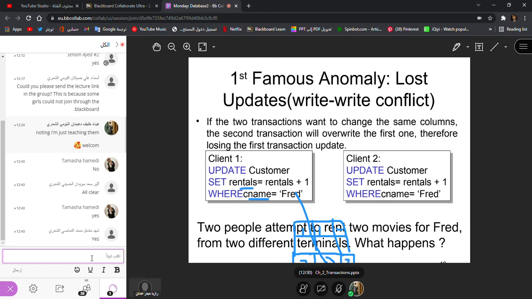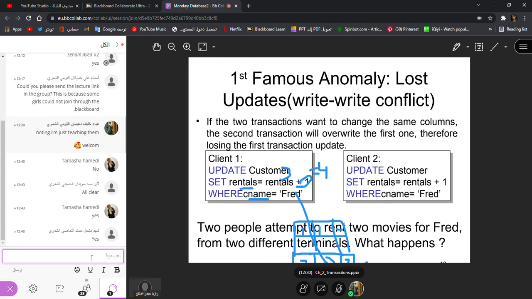3. So in this we are saying go to the place where the name of the customer is Fred. So we come here, and go to which place? To the rentals column. So we go to the rentals column and add 1 to that. The value is 3, so he added 1. That means 3 plus 1, and that will become 4. So this is the meaning of this query.